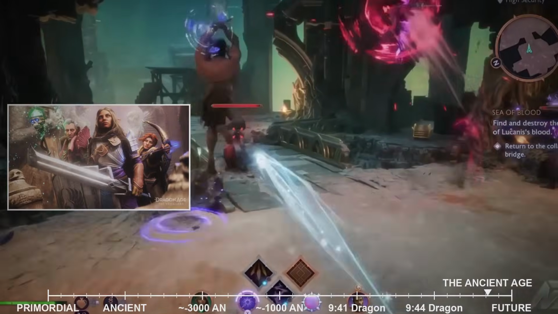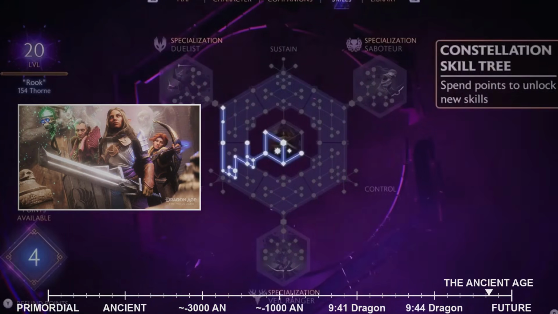As Tevinter's power grew, so did its mages' ambitions. They were not content with the magic they possessed.